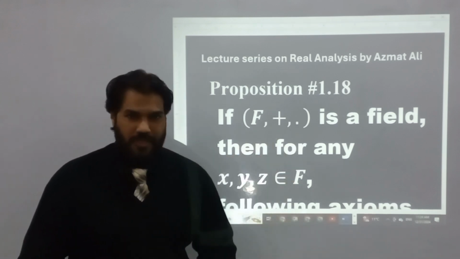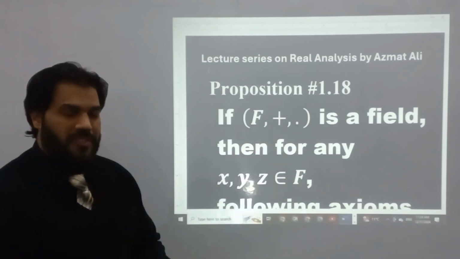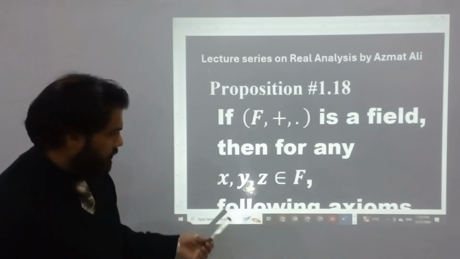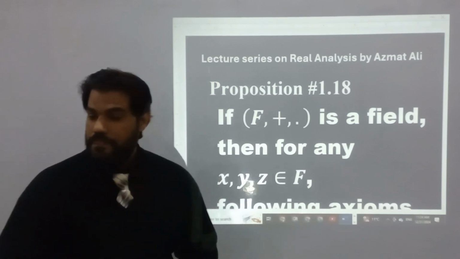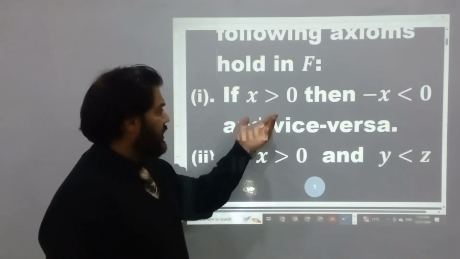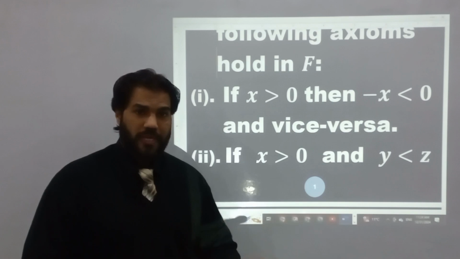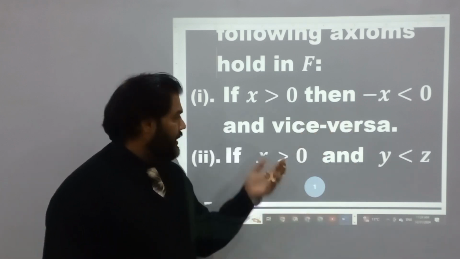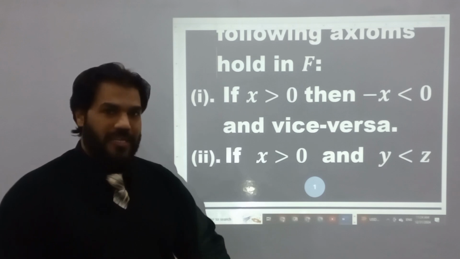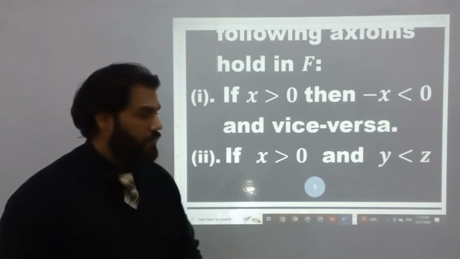plus and multiplication. So the proposition says that if F is a field, then for any x, y, z belonging to F, the following axioms hold. The first axiom is if x is greater than 0, that is x is positive, then we have to show that minus x is less than 0 and vice versa. Vice versa means when minus x is less than 0, then x will be greater than 0.